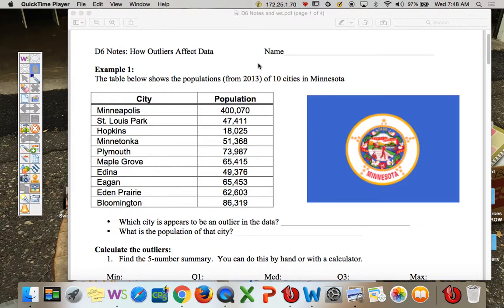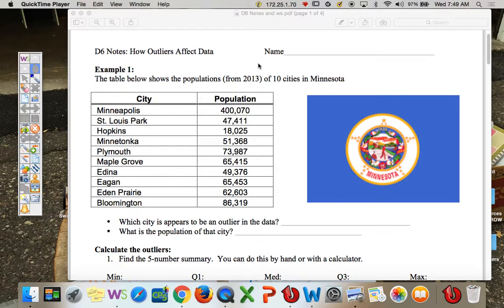In this podcast, we are going to look at how outliers affect data. For the first example, we're going to look at the populations of 10 cities in Minnesota from 2013. After looking at the data, which city appears to be an outlier in the data? And what is the population of that city?